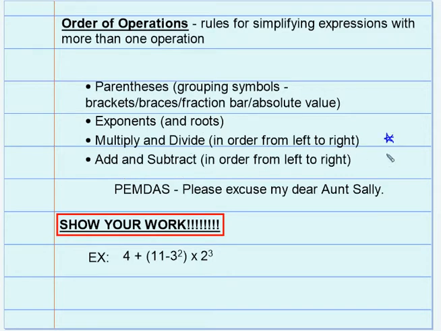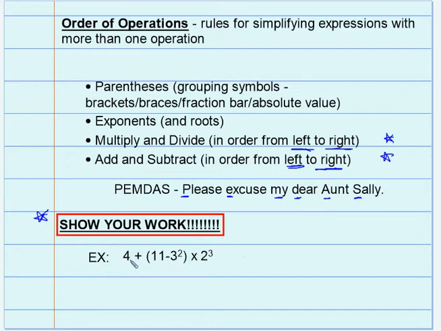Now these, we need to make sure that you understand that it is from left to right. It is not that we do multiplication first, then we do division. We do whichever one comes first when we work through the problem from left to right. Same with addition and subtraction. We can also remember it by saying PEMDAS or please excuse my dear Aunt Sally. PEMDAS refers to parentheses, exponents, multiplication, division, add, and subtract. You need to make sure that you are showing your work. Okay, and we're going to demonstrate that here.